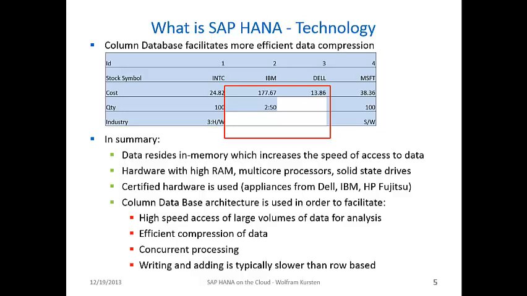So let's just summarize. Data resides in memory, which increases the speed of access to data. Hardware with high RAM, multi-core processors, and solid-state drives is required. Also, it's an appliance, so certified hardware is used. This comes, for example, from Dell, IBM, HP, etc. SAP has certified these to provide the hardware for SAP HANA. And as I mentioned, the column database architecture is used for high-speed access, efficient compression, and concurrent processing, while writing is typically slower than with most row-based databases.